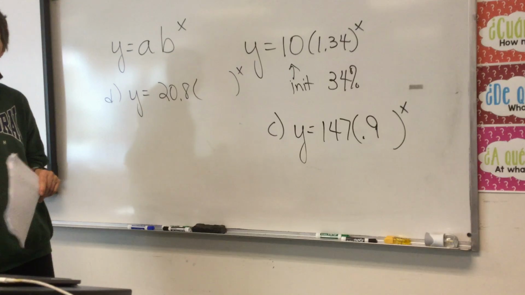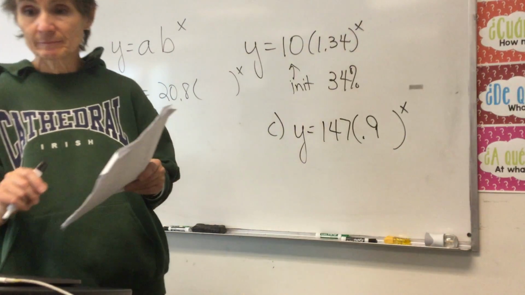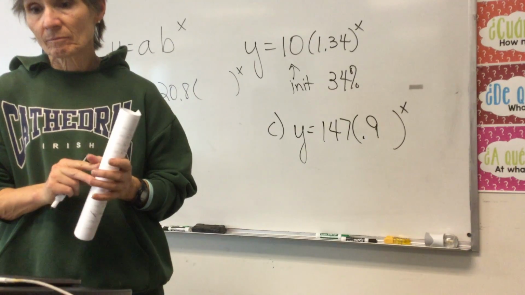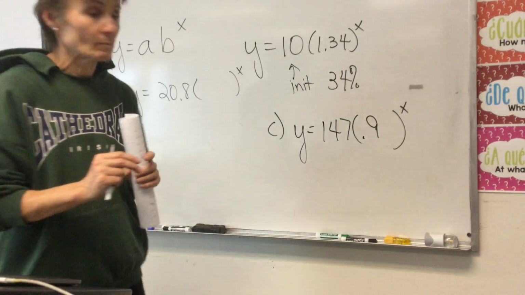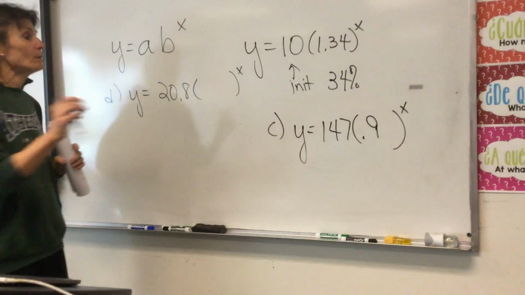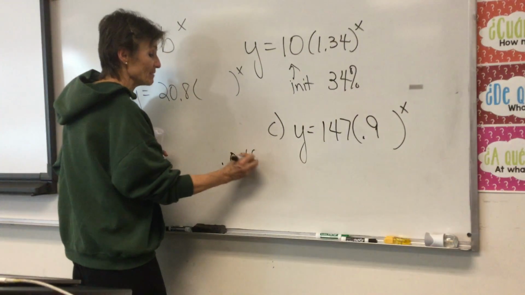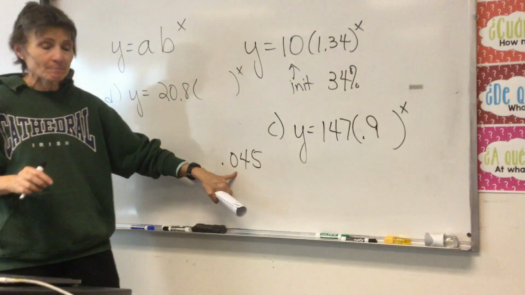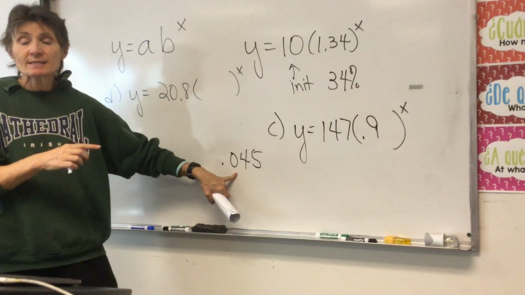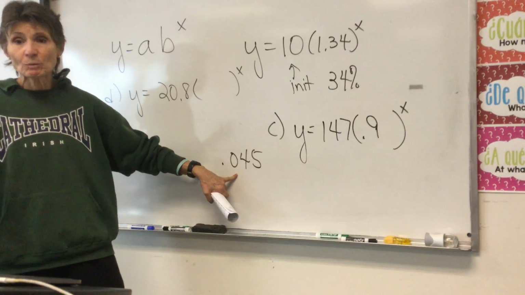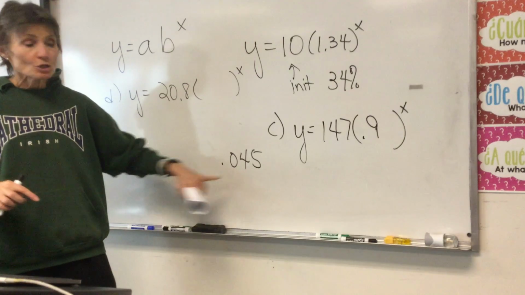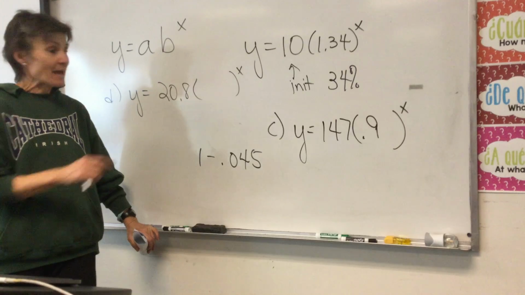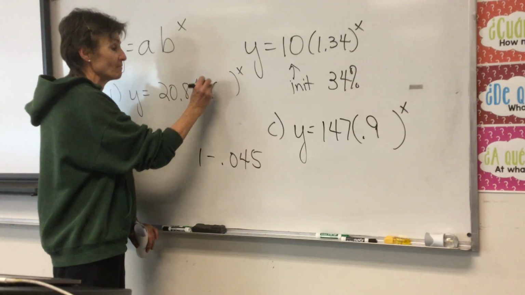Decreasing how much? 4.5%. Point 045? Well, no, that 0.045 is the amount of the decrease. But remember, the number for a decrease rate is how much less than one I am. So one minus that is what I need. That's what goes here. So this is going to be 0.955.